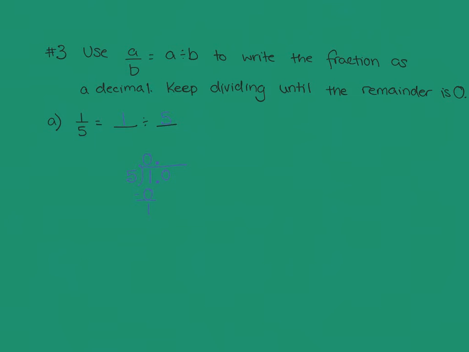Now we can add a 0 here and bring it down because we don't have a remainder of 0. 5 goes into 10 2 times. 2 times 5 is 10. Take away equals 0. Now that our remainder is 0, I don't need to put any more zeros over here. I'm finished. So this tells me that 1/5 equals 0.2.